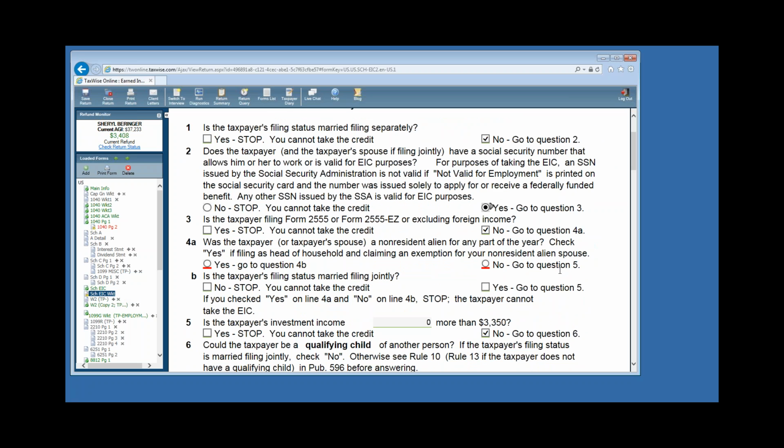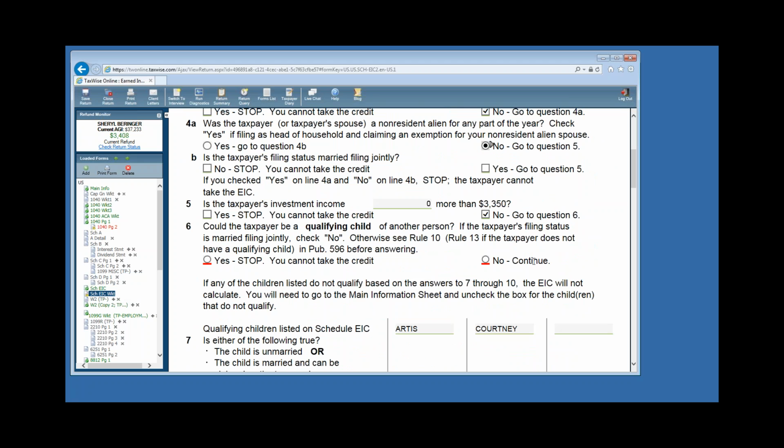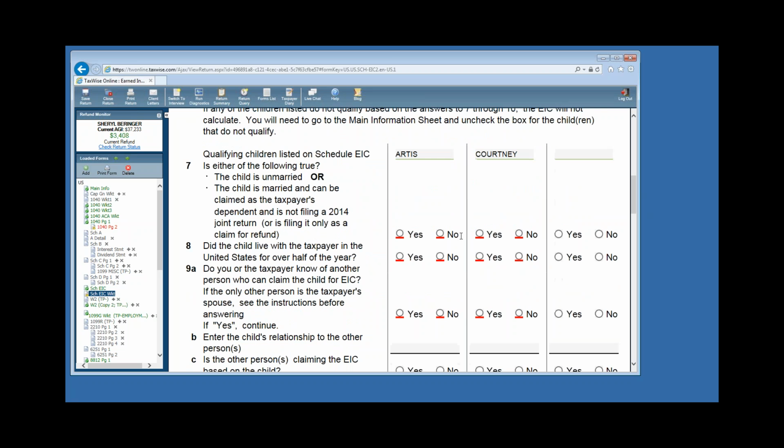Was the taxpayer a non-resident alien for any part of the year? No. We know that Cheryl was in the U.S. all year and is a natural-born citizen. Could the taxpayer be a qualifying child of another person? No. Cheryl, in fact, supports her mother, so that's impossible. So down here, again, the red marks just indicate they want an answer. Both children were not married. Both children lived in the U.S. for more than half the year. And both children are not going to be claimed on any other tax return.